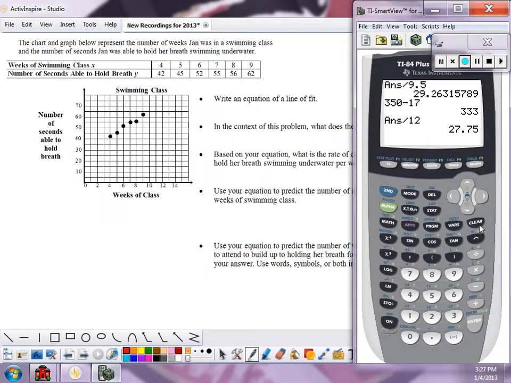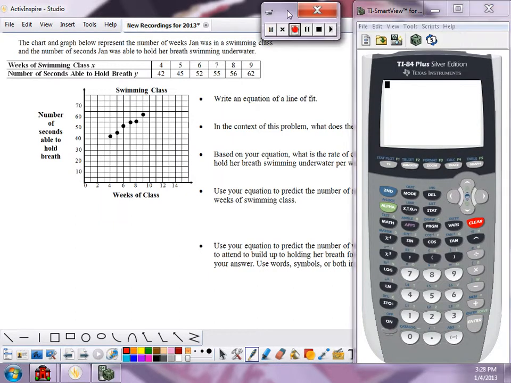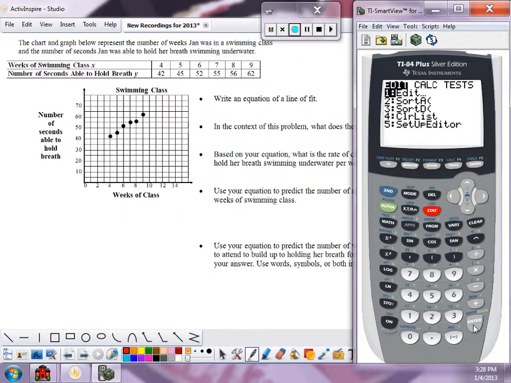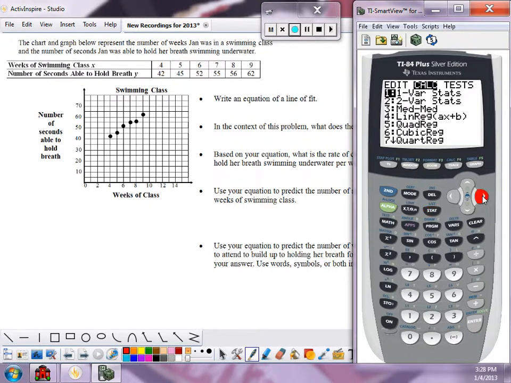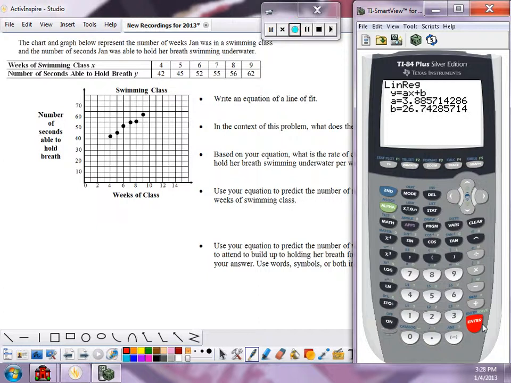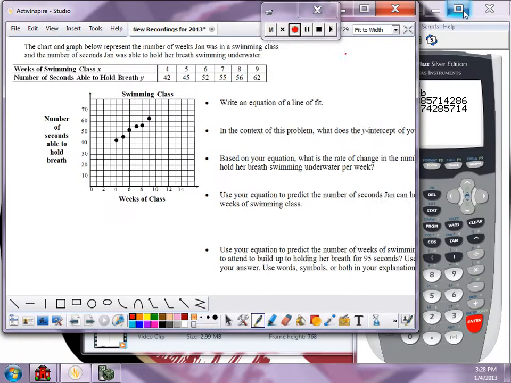So open up your calculator and let's go ahead and put these numbers in. We're going to put them in under Stat, Enter, and let's start typing. I've got 4, 5, 6, 7, 8, 9. And I've got 42, 45, 52, 55, 56, and 62. Okay, so here's all my points in, and now I need to ask for the equation. Stat, go over to Calculate, go down to number 4, push Enter.